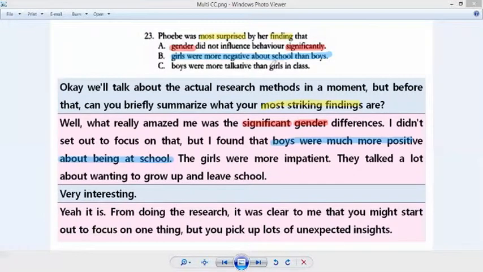Okay, and C, talkative. We do have they talked a lot. Who talked a lot? In fact, it's the girls talked a lot. So boys were more talkative? No. In fact, it would be the opposite there. Okay, we do have mention of talking, though. So the more you practice, the more you start to listen for those traps. And remember, don't rely on keywords in the answer choices. Rely on the meaning.